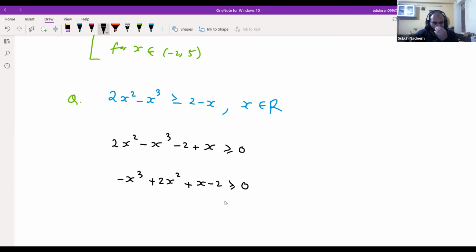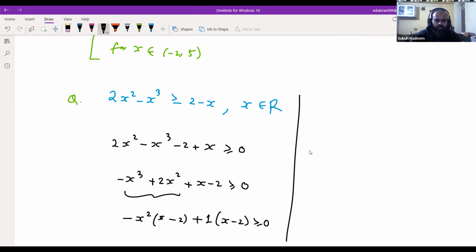Now, what we can do is, from these two, we can take minus x square common. So it will be x here and minus 2 here. Here we can take 1 common. So it is x minus 2 greater than equal to 0. Next, we take x minus 2 common from both of them, and this will be minus x square plus 1 greater than equal to 0. Is it clear till here?